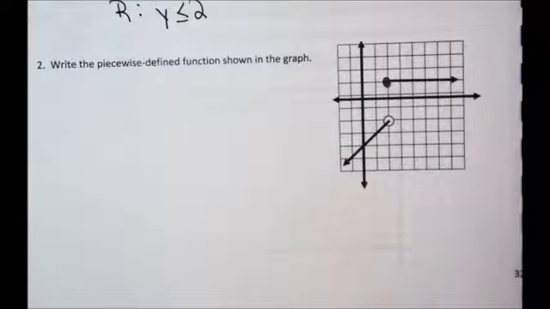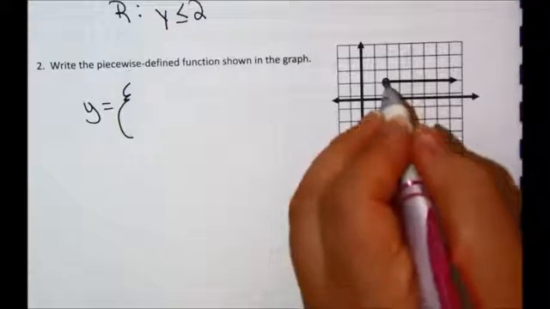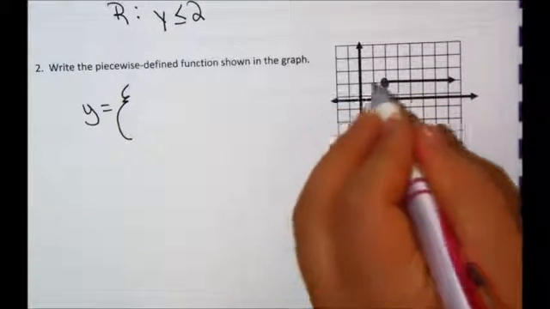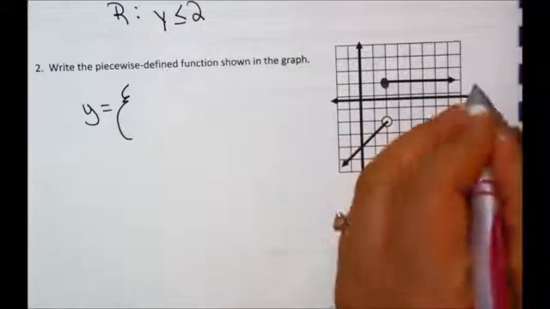Problem number 2. We've been given a piecewise defined function, and we need to write out what function created this graph. Since there are 2 pieces to this graph, I know that I'm going to need 2 functions. Let's start at the top. This is an example of y is equal to 1. If it were to continue all the way across, that would be the equation of this line.